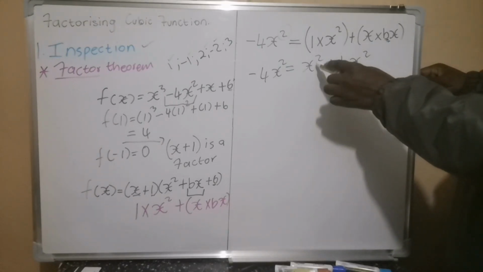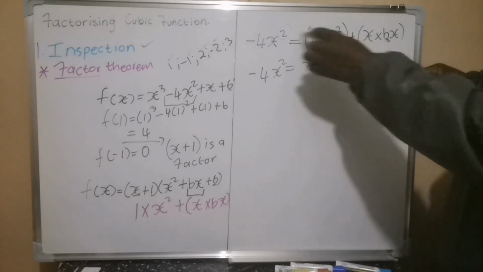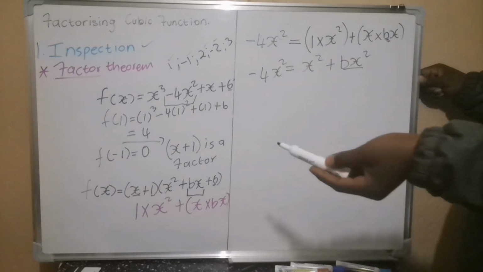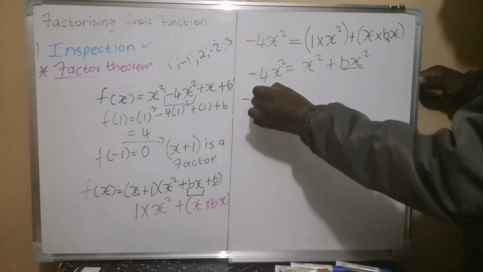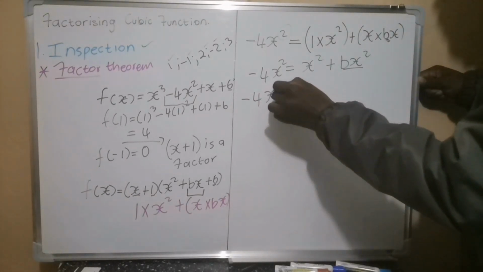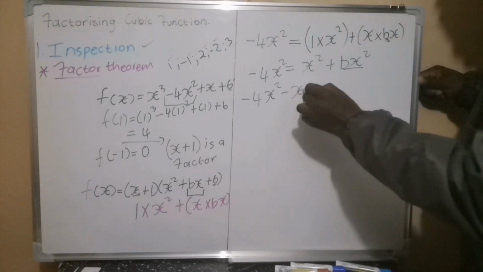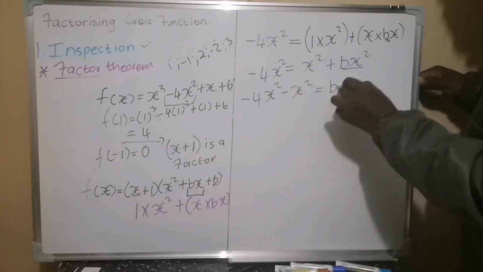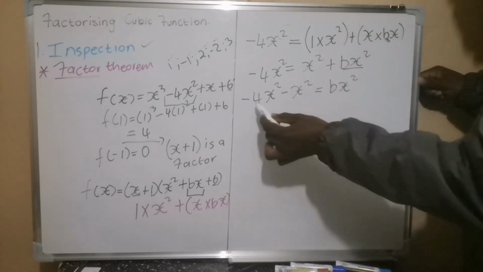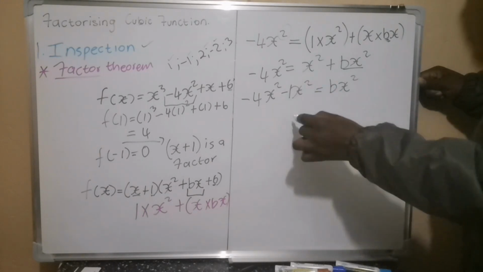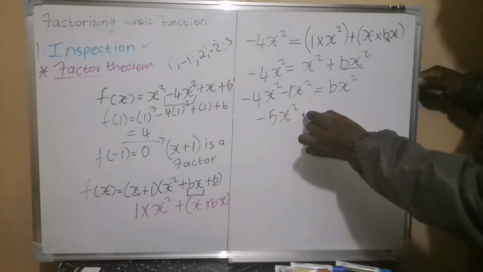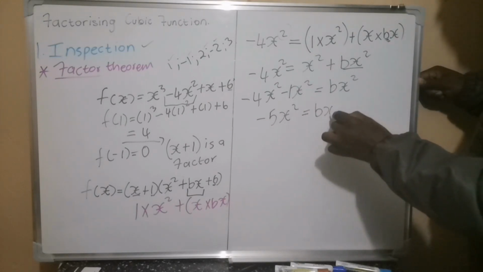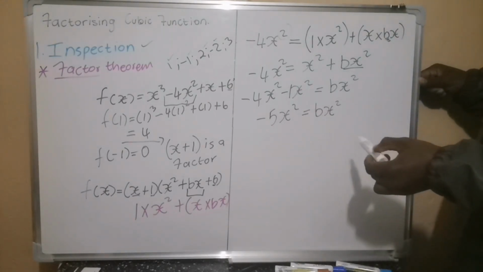Then I take this negative, I take this x squared to the left. Then I can simplify in any way you want, as long as it makes sense. So I'm going to have negative 4x squared minus x squared equal to bx squared. Then negative 4 minus 1 is negative 5, like terms, x squared equals bx squared, to be left with b.